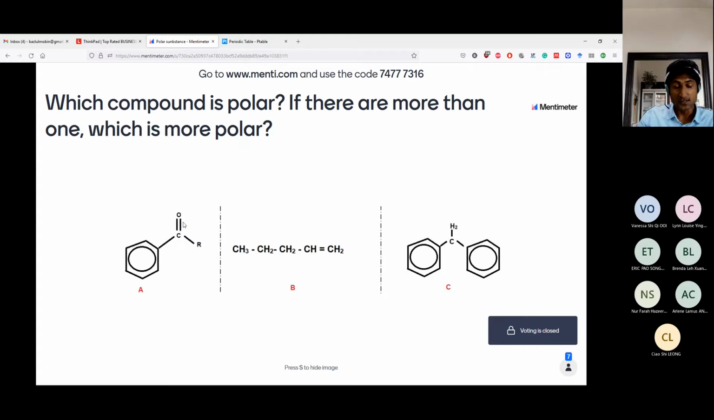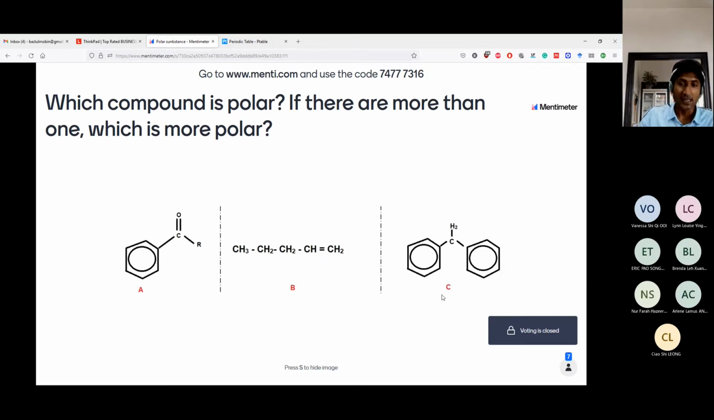But due to this CO group, the oxygen is drawing the electron towards it, so it becomes polar. Whereas B is also a little bit polar because there is electron density between carbon and carbon, the double bond. The electron density is here, so there is a tension, or more electron density is grouped up here, so it becomes a bit more negative than the rest, and that is how the polarity goes.